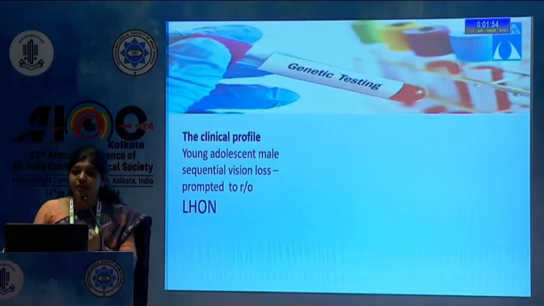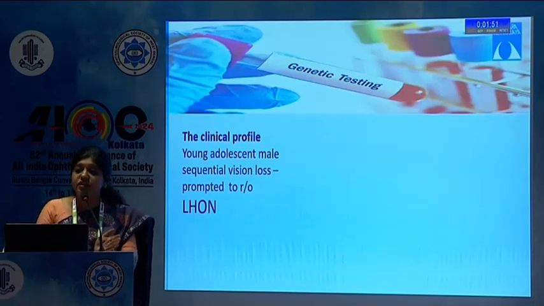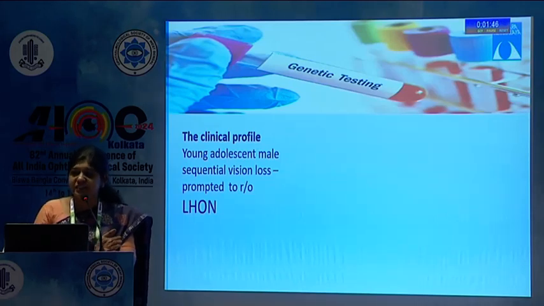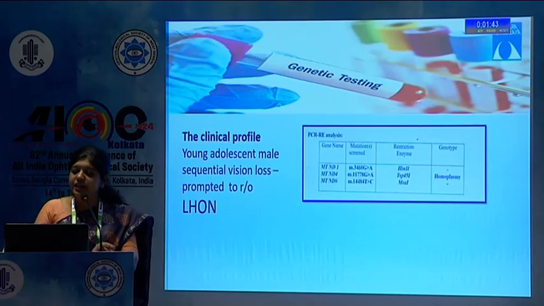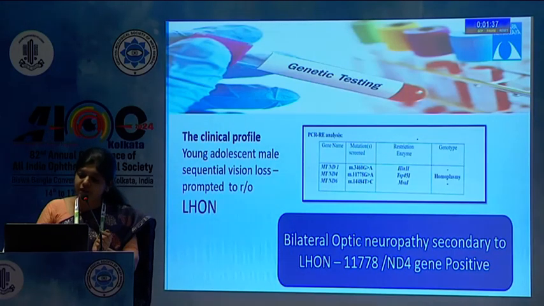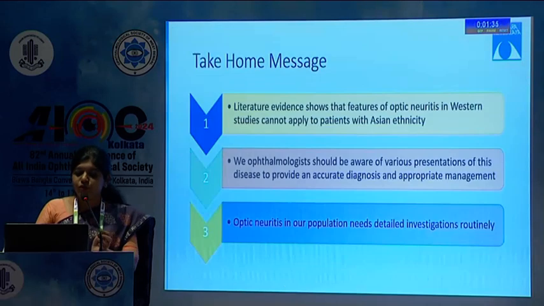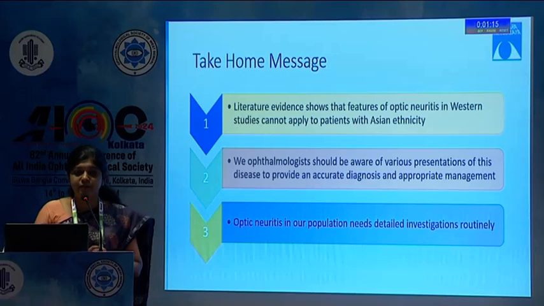But the clinical profile, a young adolescent male with sequential vision loss, prompted us to think of LHON. So we advised him to complete the genetic testing also. Unfortunately, he was positive for LHON. The 11778 mutation was positive. So it was a case of bilateral optic neuropathy secondary to LHON. I would like to say that the literature evidence shows that features of optic neuritis in Western studies cannot be applied to the Asian population, and we ophthalmologists should be aware of various presentations of the condition to provide an accurate diagnosis and appropriate management. So optic neuritis in our population needs detailed investigations routinely.